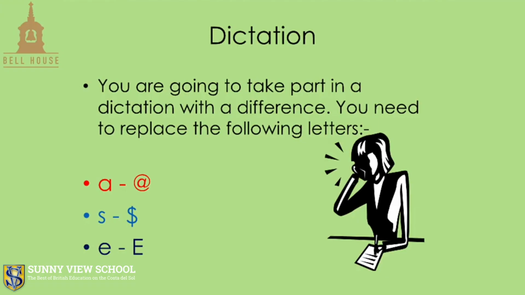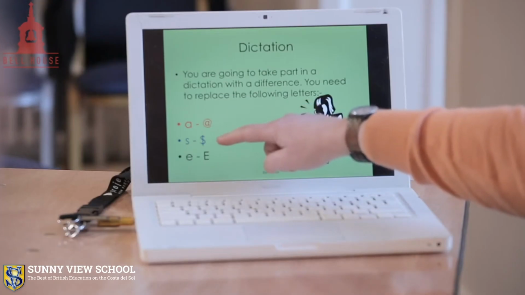Okay, Gemma, thank you for taking part in this dictation with a difference. So I'm just going to read a couple of sentences about dyslexia to you, and I just want you to write them down. However, the rules of this game are: every time the letter A appears, you need to replace it with the @ symbol. Whenever you come across an S, you need to replace it with a $ sign. And whenever you come across an E, you need to make it a capital E. So we have the @ sign, the $ sign, and a capital E. Easy.